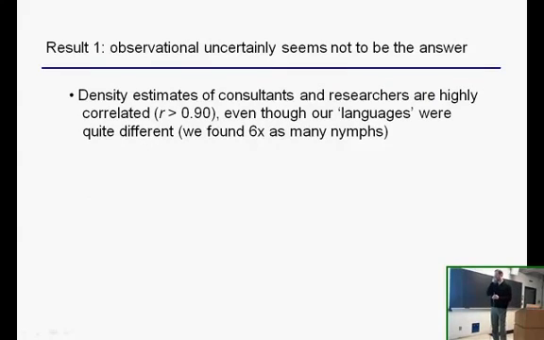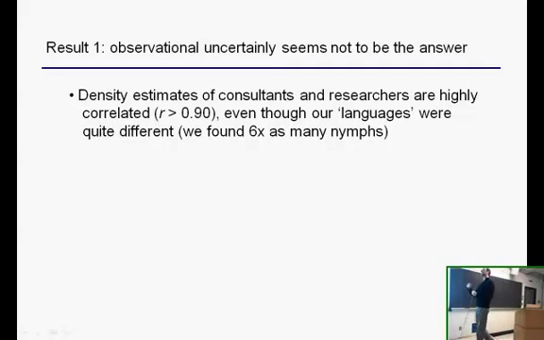So here they were. The first result was that observational uncertainty did not seem to be the key answer here. And there's sort of 2 parts to this. First, our density estimates were highly correlated with the density estimates that the farmers and the consultants were making. They're not exactly the same numbers. In fact, we are speaking a different language. This gets back to that issue of how do you make recommendations. So we were finding, for instance, 6 times as many nymphs as the consultants were finding. Not surprising, because they have to go through these fields very, very quickly, whereas we as researchers can pick through our sweep net samples and find these very conspicuous nymphs.